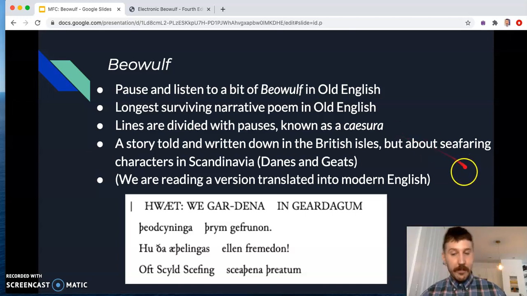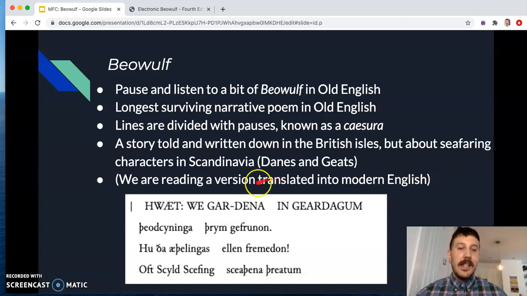Another thing about Beowulf is that while it's a story from the British Isles, we're in this British literature before 1800 class, you'll notice that it's not really about people we traditionally associate with the British Isles or with England. It's about people from Denmark, or the Danes and the Geats, which is a part of Scandinavia. It's about seafaring peoples in this kind of Scandinavian part of the world, which perhaps the people telling this story in England at the time saw themselves a part of, this kind of broader seafaring Northern European region.